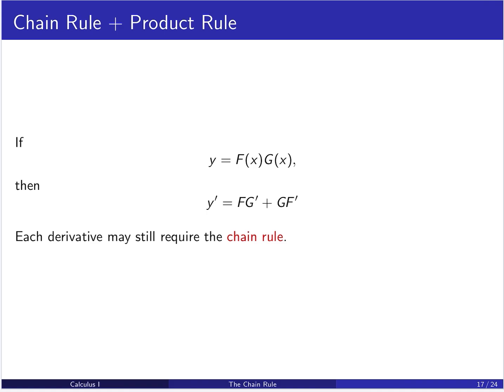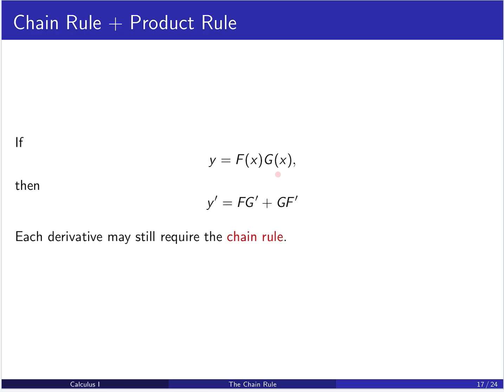Okay, so chain rule plus product rule here. So now things get interesting. What happens when you have a product of two functions? And each of them is also a composition. So we use the product rule first.